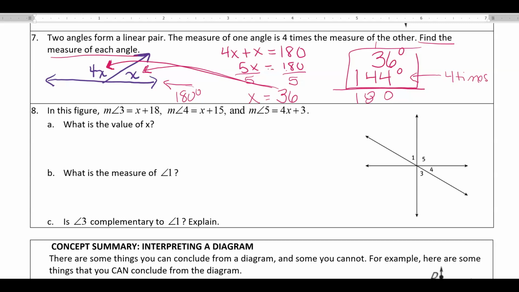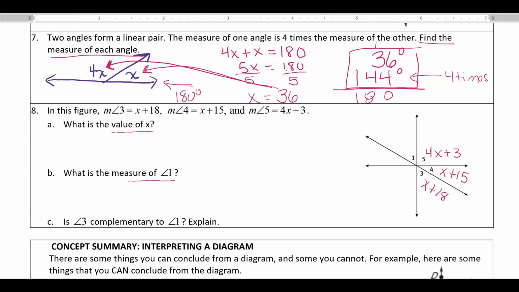Now, for the next one, it says, in this figure, the measure of angle 3 is x plus 18. I always label my figures. The measure of angle 4 is x plus 15. And the measure of angle 5 is 4x plus 3. What is the value of x is the first question. What is the measure of angle 1 is the next question. And then it says, is 3 complementary to 1? Explain. So the first thing we have to decide is how are we going to solve for x?